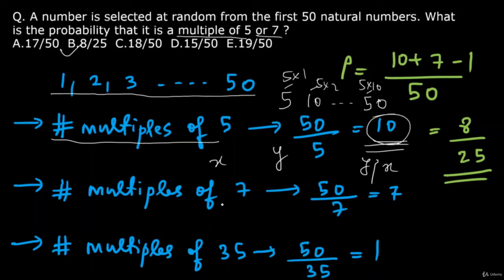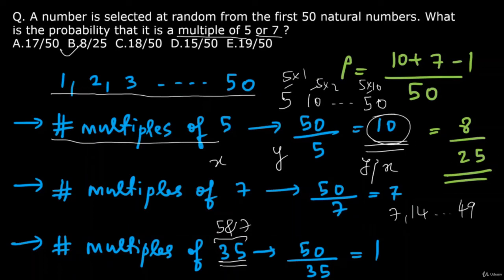Similarly, the multiples of 7 will be 50 by 7, which is equal to 7. So that's 7, 14, etc. up to 7 into 7, which is 49. So you'll have 7 numbers which are multiples of 7. And it does not end over there. You'll also have to check multiples of 5 and 7. So 35 is a multiple of 5 and 7, right? 5 into 7 gives you 35. So in 50, there is one number which is a multiple of both 5 and 7.